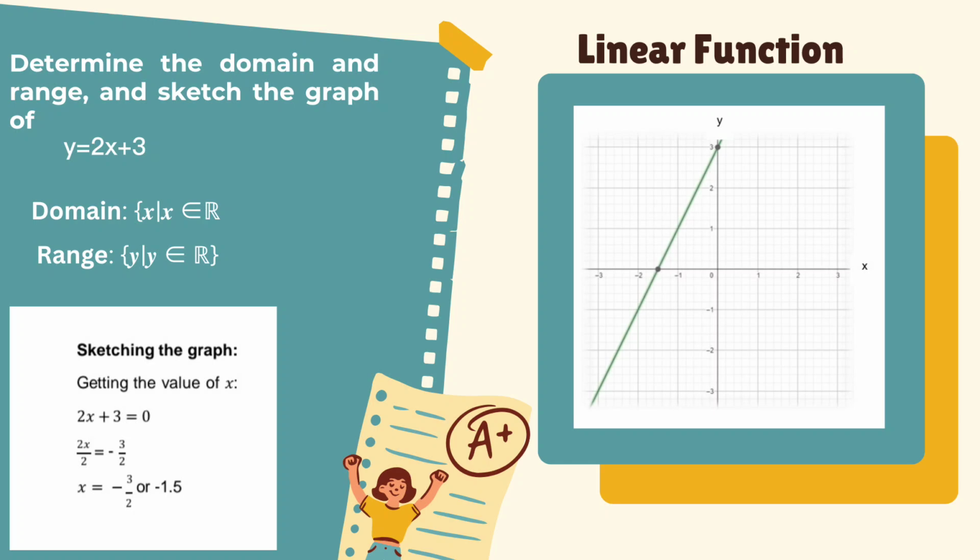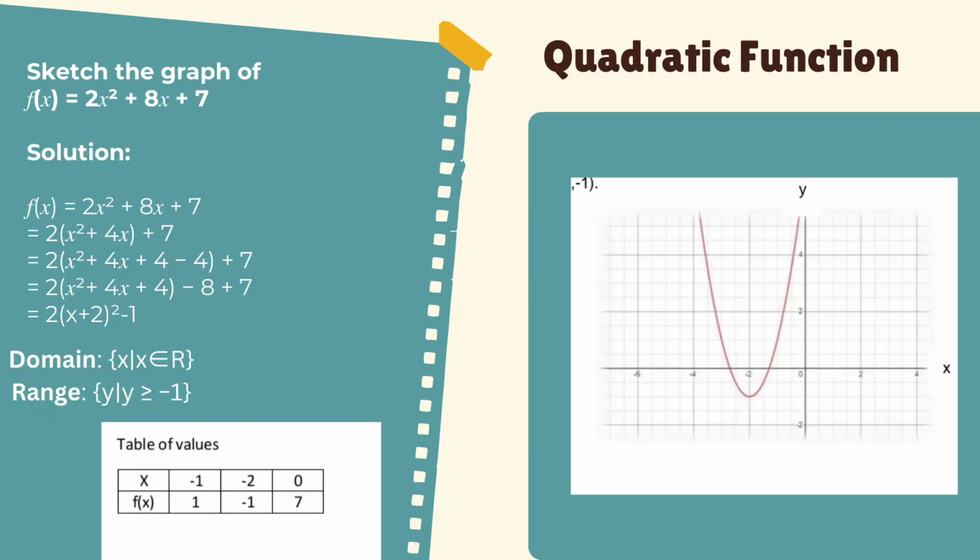So in sketching the graph, we need to get first the value of x. So 2x plus 3 is equal to 0, 2x is equal to negative 3, and we have to divide it by 2. So our x is equal to negative 3 halves or negative 1.5. So this is now our graph.